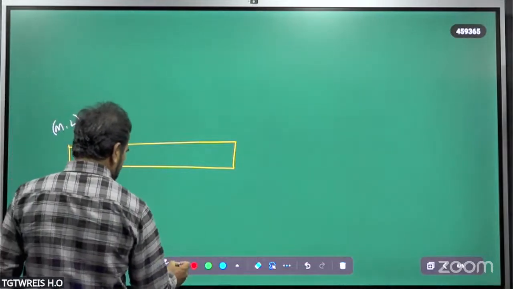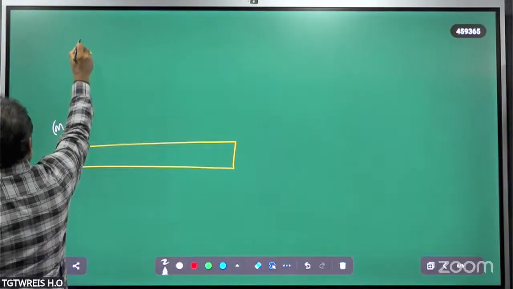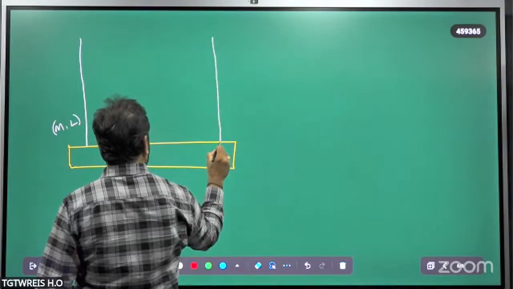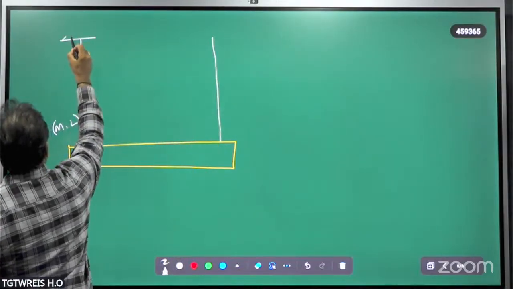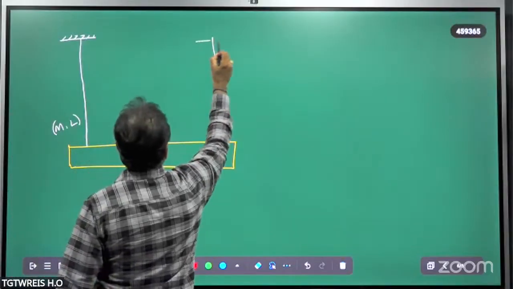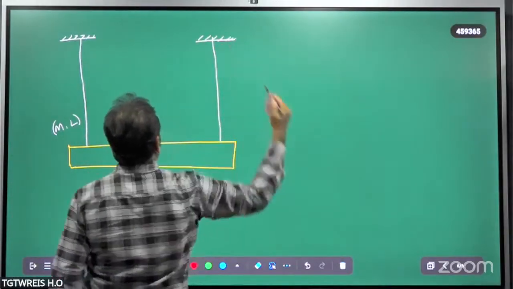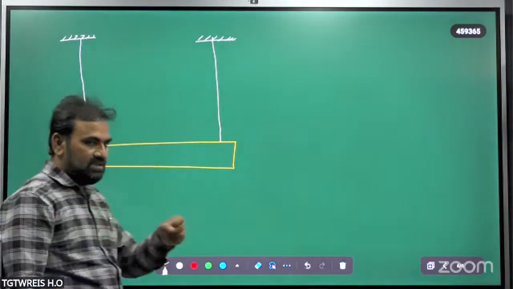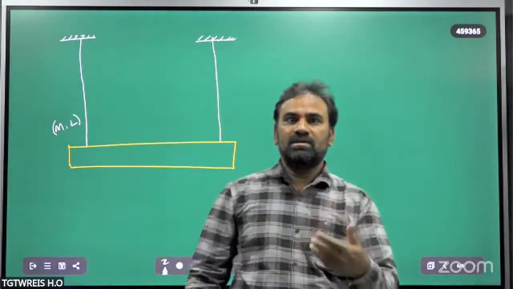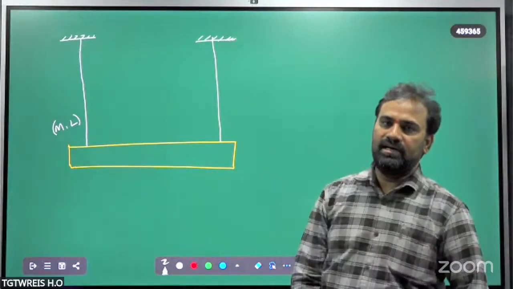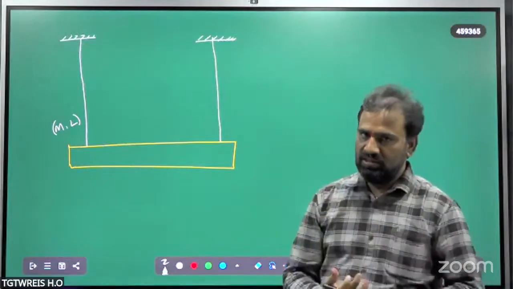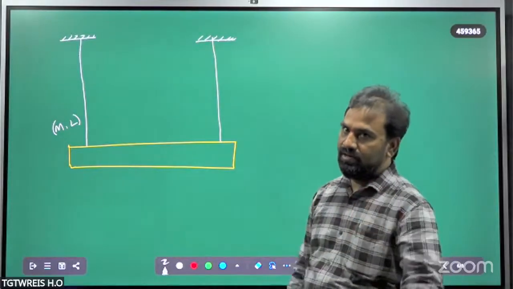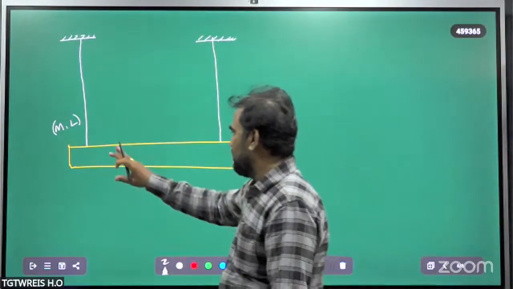Its two ends are fixed like this, fixed from rigid supports. Both of these two ends are fixed with rigid supports only. The strings are ideal, meaning massless and tensionless. This rod is a uniform rod, not a non-uniform rod. It has a mass M and length L.